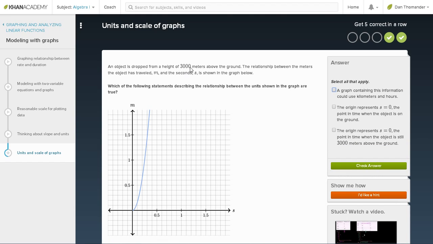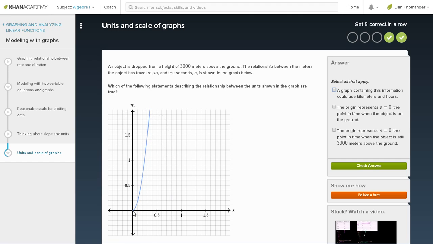An object is dropped from a height of 3,000 meters above the ground. The relationship between the meters the object has traveled, M, and the seconds is shown in the graph below. This is interesting because it's asking us to recognize that even though this line is going up, we don't believe for a second that the object dropped from a height of 3,000 meters above the ground is going to go up. So now we have to really understand our axis so it makes more sense, because intuitively we would normally see a graph come down.